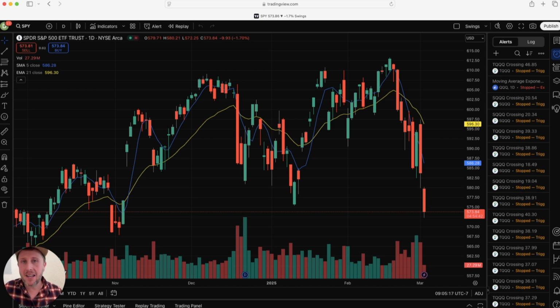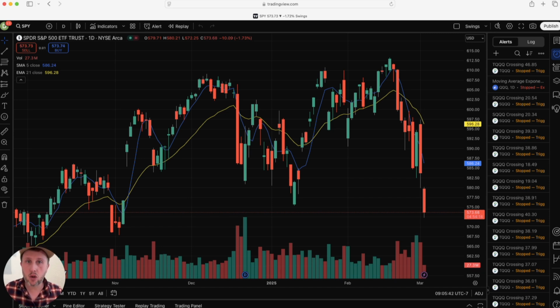The 5 SMA helps me spot when a stock or a sector is on an extended run. If the price stays above the 5-period simple moving average for several days, like 7 days or more, that's a clear sign of momentum, and now I'm looking for a pullback to enter. The 21 exponential moving average is my go-to for finding pullbacks on moves.